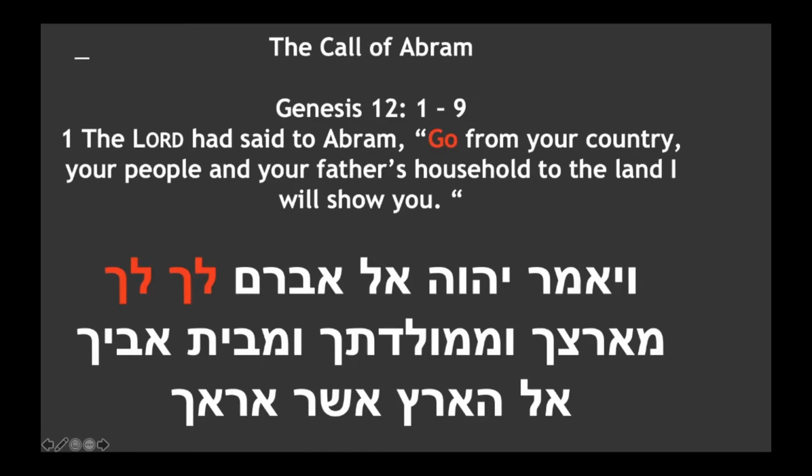Because sometimes when it's translated from Aramaic and Hebrew to English, it's not precisely translated, because there are some idioms in Hebrew. If you don't know the Hebrew culture or the Aramean culture, it's hard to understand sometimes these verses. And this is an example. Genesis 12, 1 to 9.